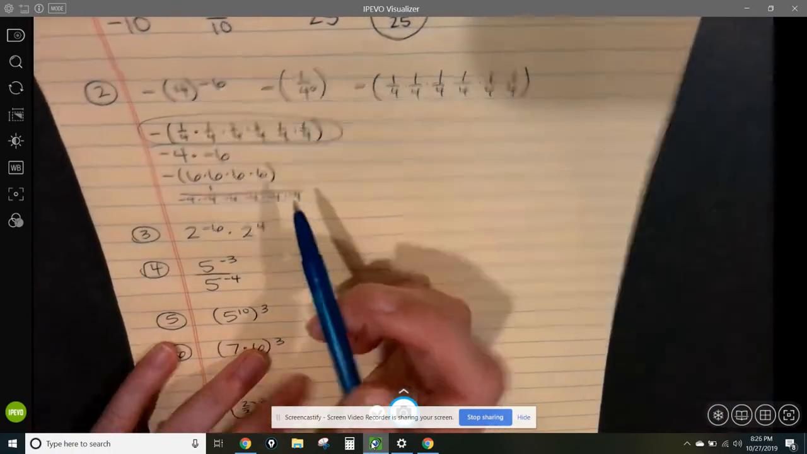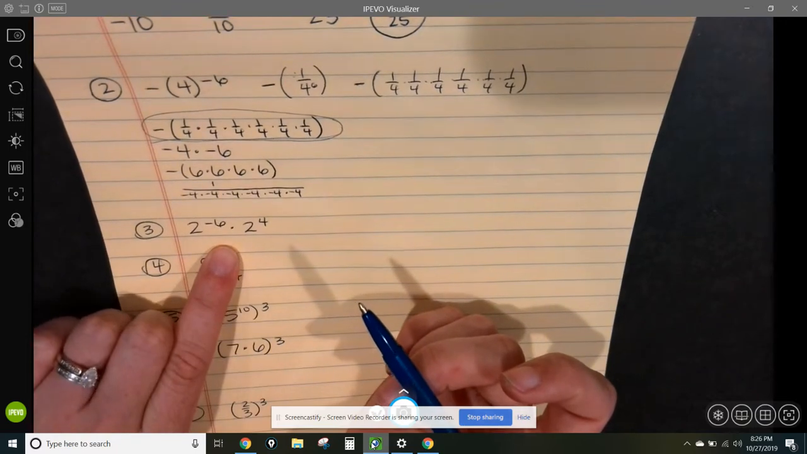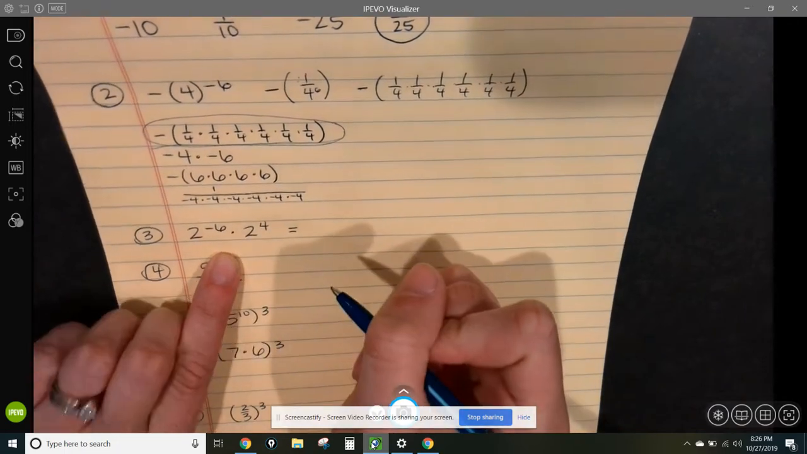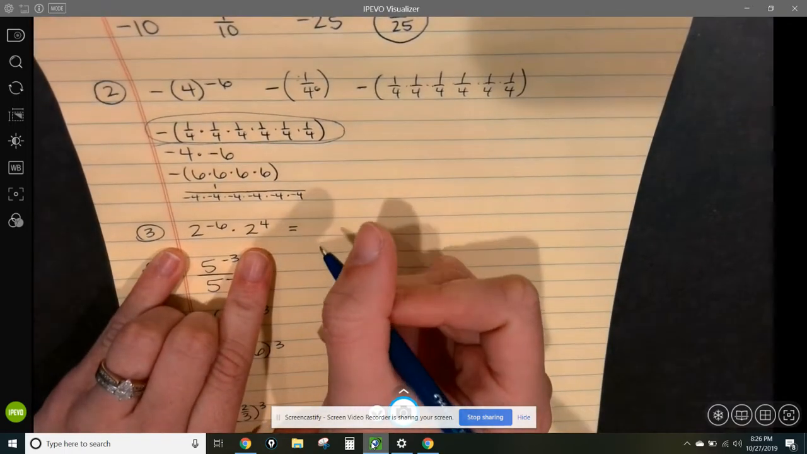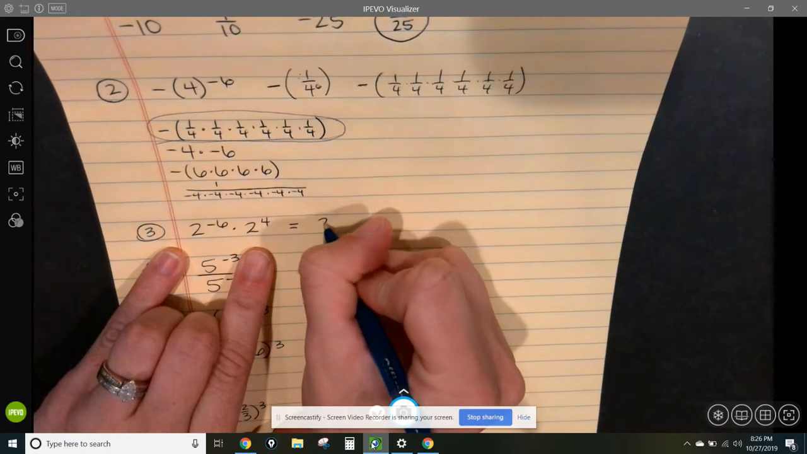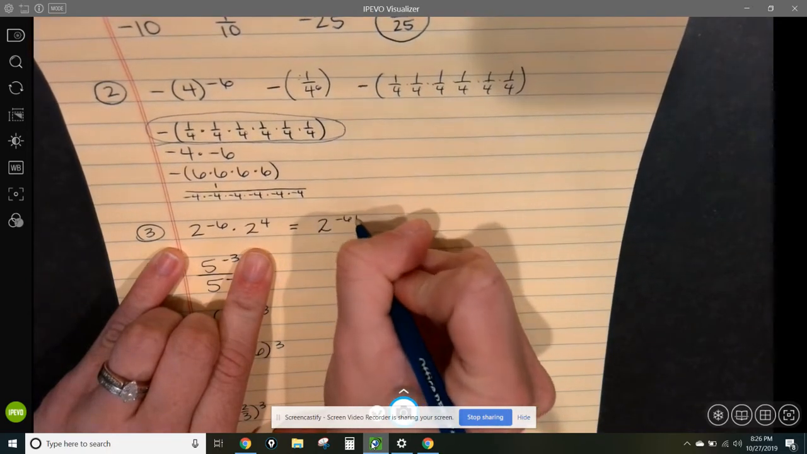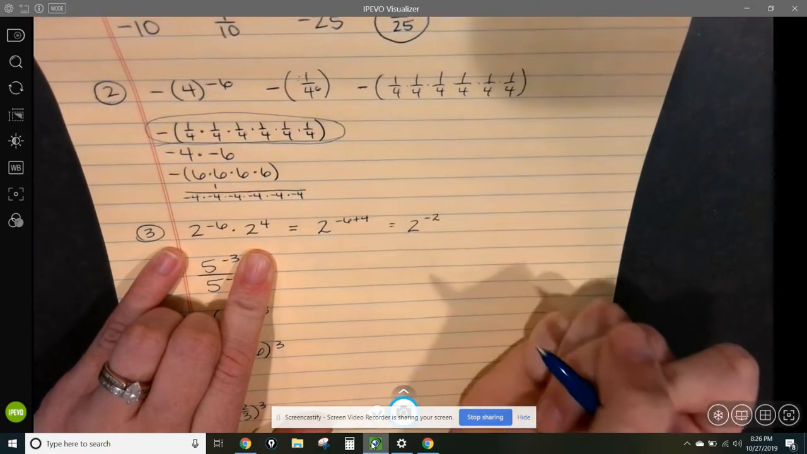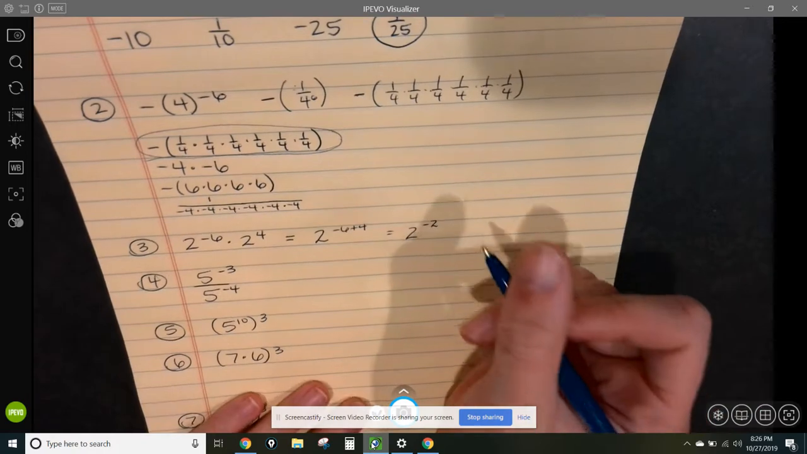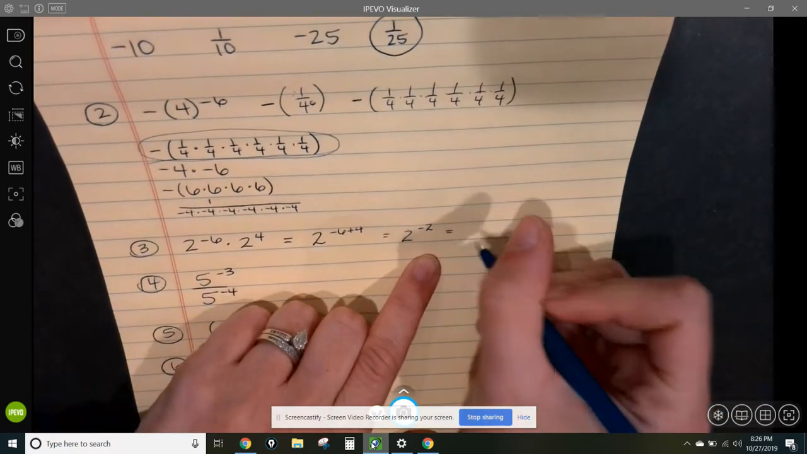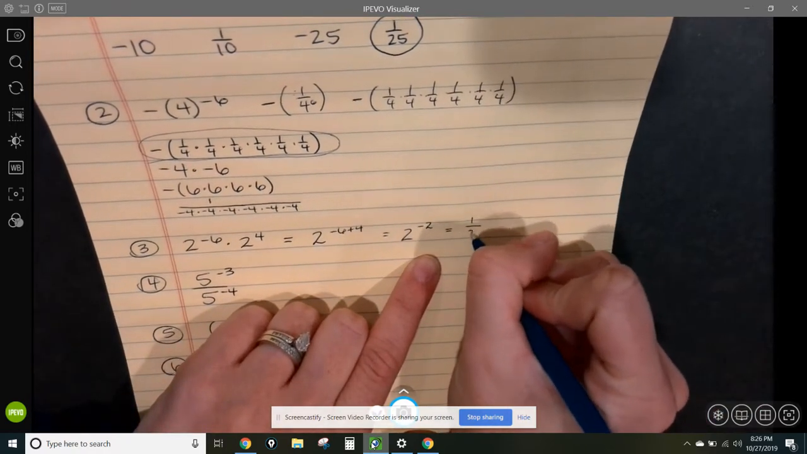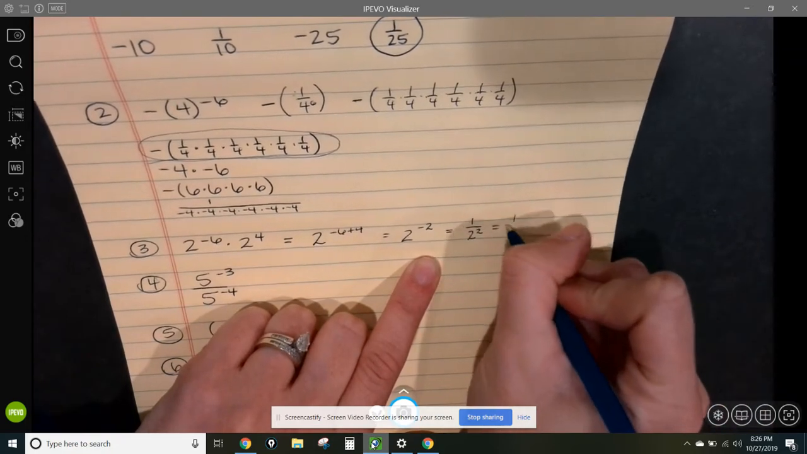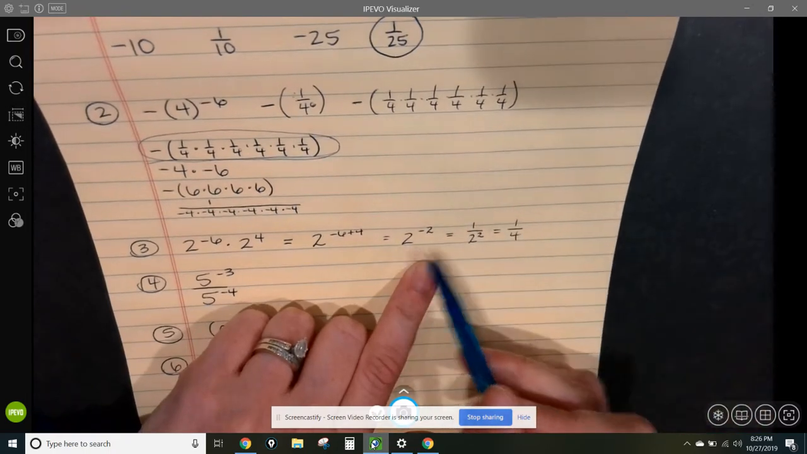Number 3. You just have to simplify this: 2 to the negative 6 times 2 to the 4th. This is one of the first exponent rules that you learn. When you're multiplying two things that have the same base, you add the exponents. So this is going to be 2 to the negative 6 plus 4 power, which would be 2 to the negative 2 power. Depending on how they want you to leave your answer, you could leave it like that. Or if you want to get rid of that negative exponent, you would move it to the denominator, so 1 over 2 to the second. And you could also simplify that and say 1 over 4. So any of those answers would be fine.